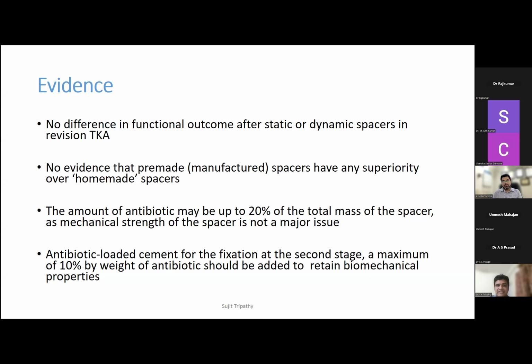So if you see the evidence, probably there is no difference in the functional outcome after static or dynamic spacers in revision TKR when we are dealing with the infected case. There is no evidence that pre-made spacers have any superiority over homemade spacers, and the amount of antibiotic may be up to 20% of the total mass of the bone cement, as the mechanical strength of the spacer is not a major issue. And when you are going for the final fixation at the second stage of the procedure, the ideal amount of antibiotic has to be 10% of the cement.